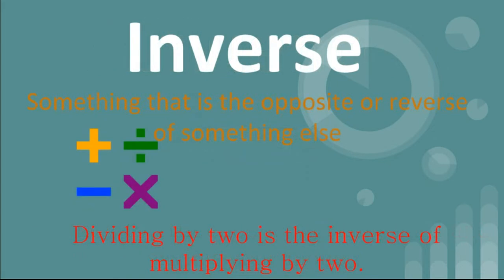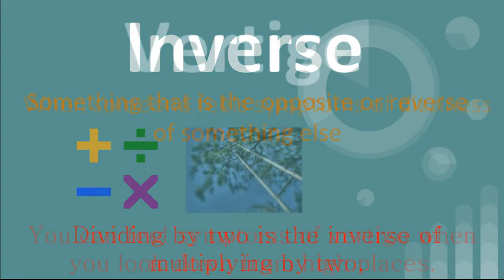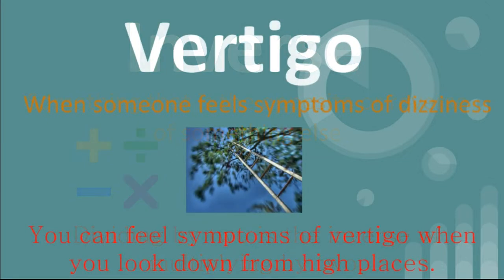Inverse. Something that is the opposite or reverse of something else. Dividing by 2 is the inverse of multiplying 2. Vertigo. When someone feels symptoms of dizziness, you can feel symptoms of vertigo when you look down from high places.